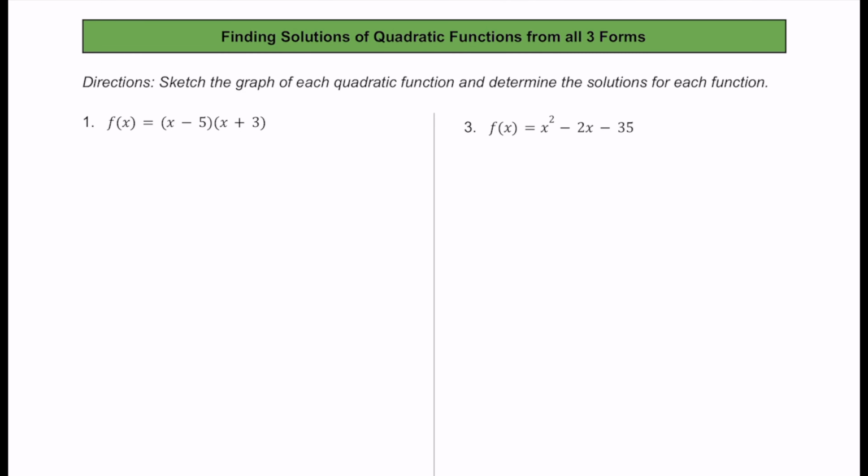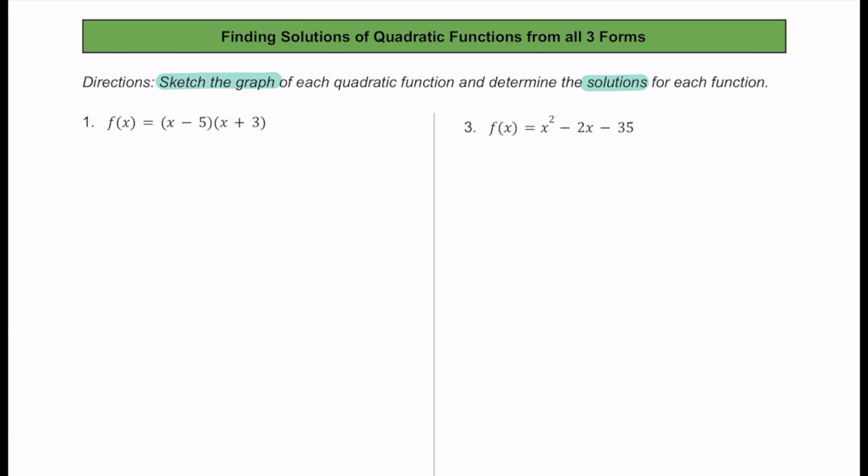Let's practice finding the solutions of quadratic functions from all three different forms. The three forms that I'm referring to are going to be factored form, standard form, and vertex form. For each of these practice problems, let's go ahead and sketch the graph for each one of them, and then we'll determine the solutions for each of these functions.